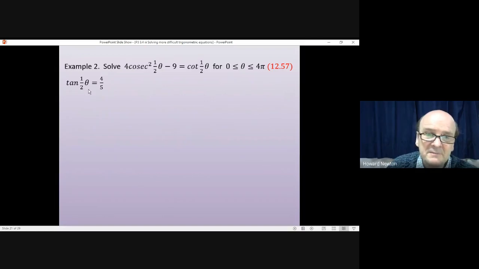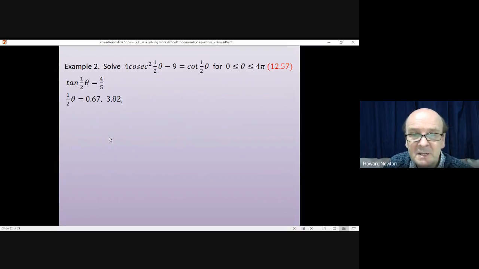The method is still the same though. We use our calculator to find the first solution. So we do inverse tangent of 4/5, inverse tangent of 0.8, and that gives us 0.67 radians. So that's the first solution. We add on multiples of pi to find all the other solutions. Now I could also subtract pi, but if I subtract pi, I'll have a negative number. And I know from here I don't want any negative numbers. So I'm not going to bother with subtracting values. I'm just going to do the adding values. If I add pi to that, I get 3.82. Add pi again, I'll get 6.96. And so on and so on.